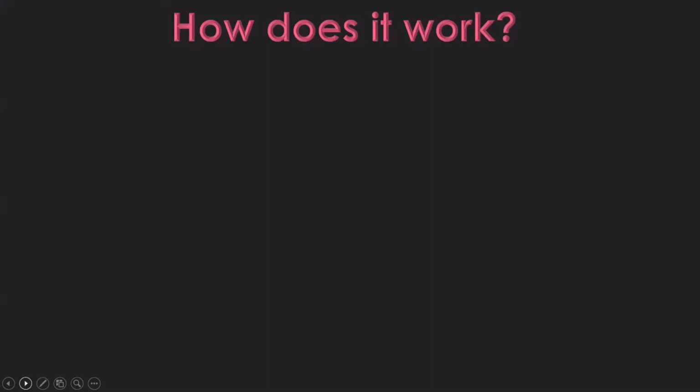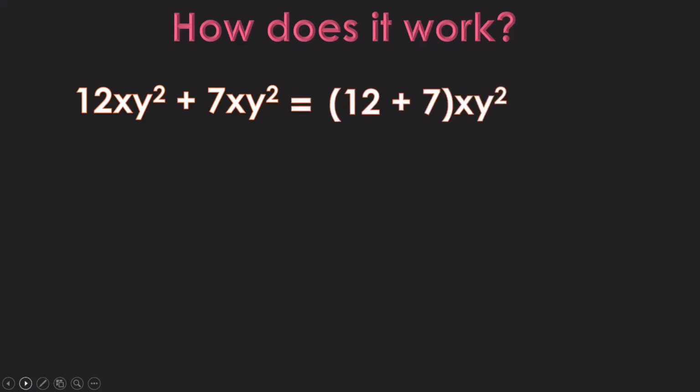Okay, so how does this work? Well, let's take a look. If I have 12xy squared plus 7xy squared, both of those have xy squared. They are like terms. So just like we said, I'm going to add just the coefficients. I'm just going to take those two numbers, but leave the variable the same. So really, this is 19xy squared.